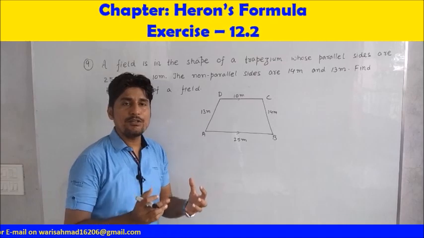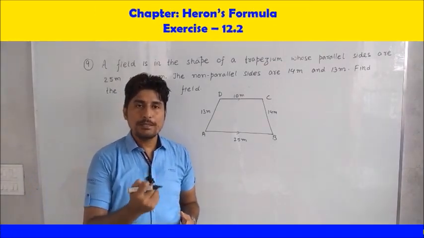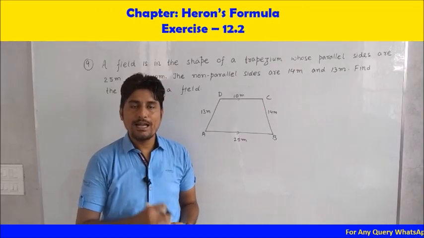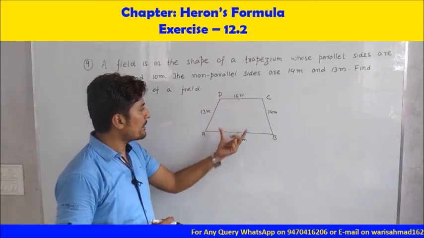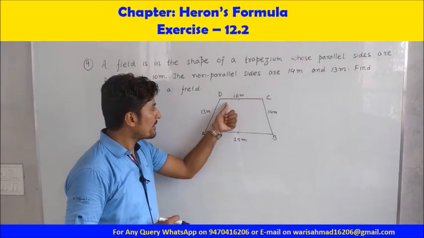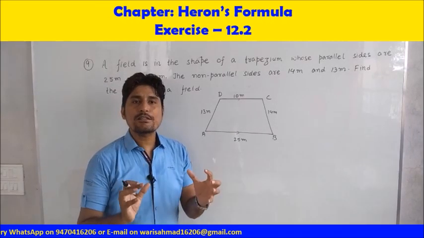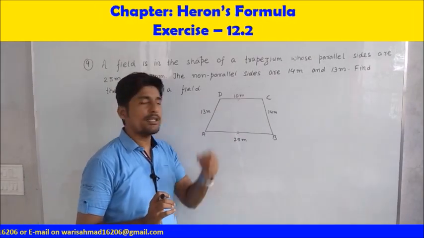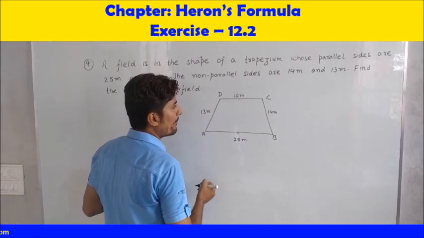this field. As we know, the area of a trapezium is always equal to 1 upon 2 multiplied by the sum of parallel sides and multiplied by the distance between them. So we have the measurement of the parallel sides, but the distance between them is not given. So the very first thing is that we must find the distance between the parallel sides. Let us see how to find it.